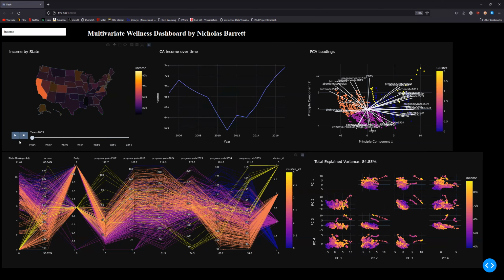And so I hope this has been a useful demonstration of what a kind of dashboard could be for this multivariate high dimensional data and some kind of data reduction that we're trying to do.